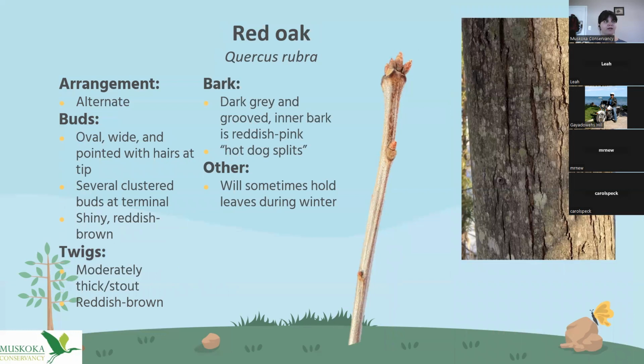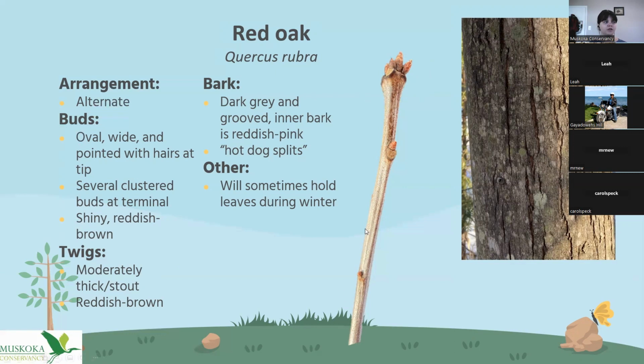Next is our red oak. This is Quercus rubra. It has alternate arrangement, of course, as well. The buds are oval in shape and wide, and they are pointed at the tips with hairs along the tips as well. The terminal bud for all oaks, we'll look at one more oak next, the terminal buds are actually a cluster of multiple buds, and this is unique specifically to oak trees. The buds, in terms of their color, are a shiny reddish brown.